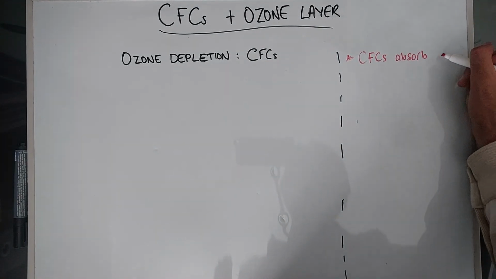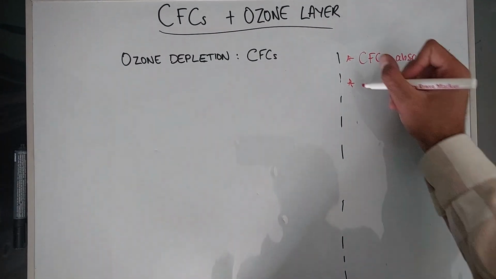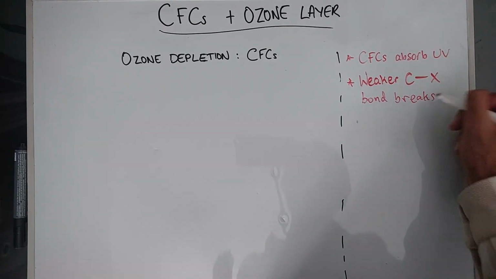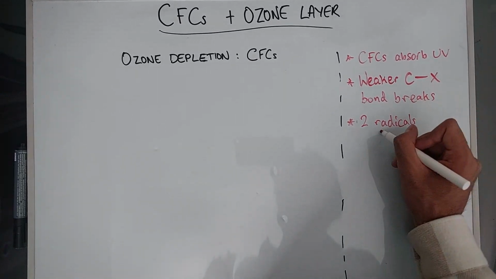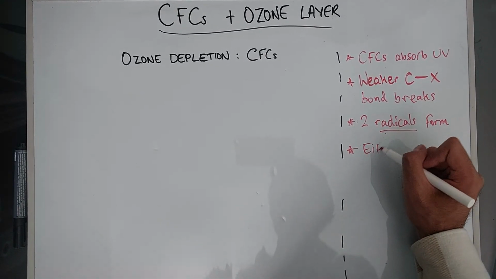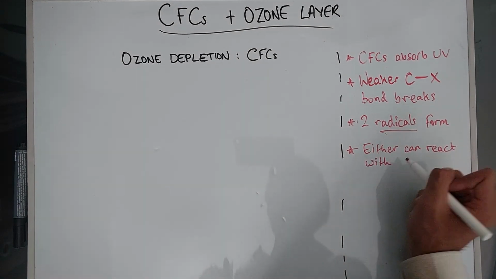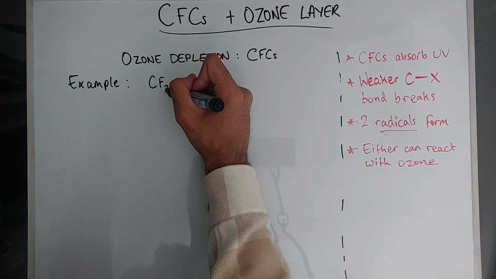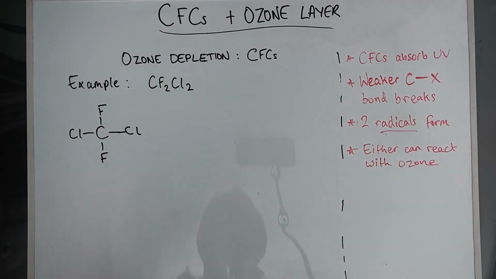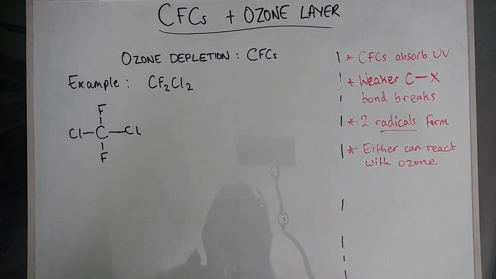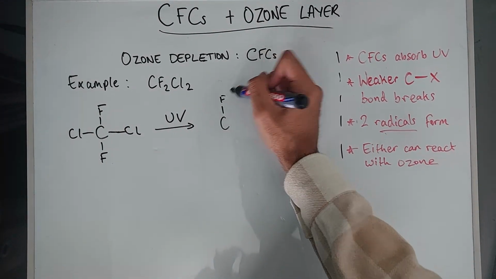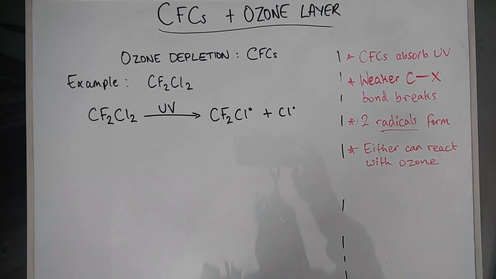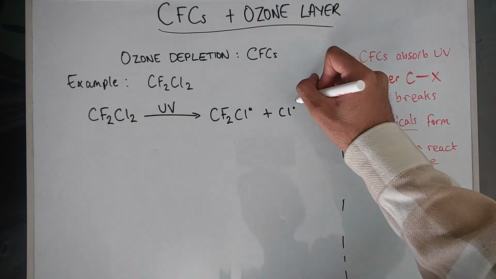Let's take a look at how CFCs affect the ozone layer. When chlorofluorocarbons make their way up into the stratosphere, they absorb UV light and the weaker carbon-halogen bond breaks, forming two radicals. We're going to use CF2Cl2, also known as Freon 12, as our chlorofluorocarbon for this example. The carbon-chlorine bond will break under UV light, and we form a Cl radical and a CF2Cl radical. Either one can react with ozone, but we'll use the Cl radical to make our lives easier.